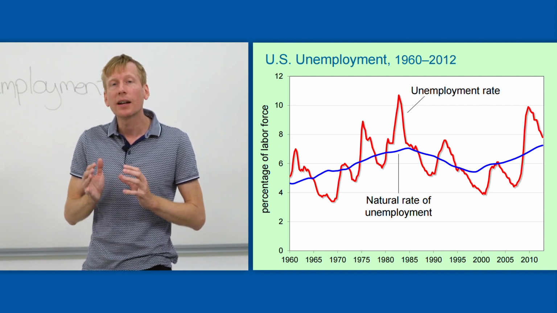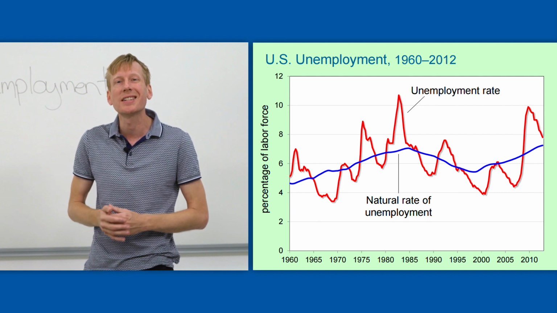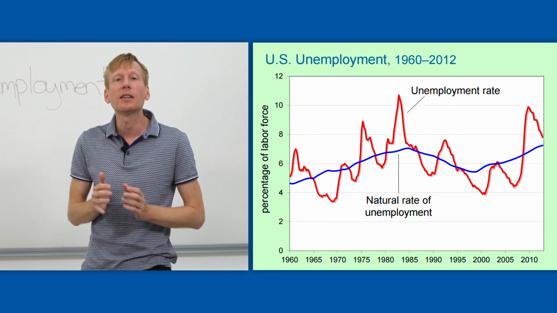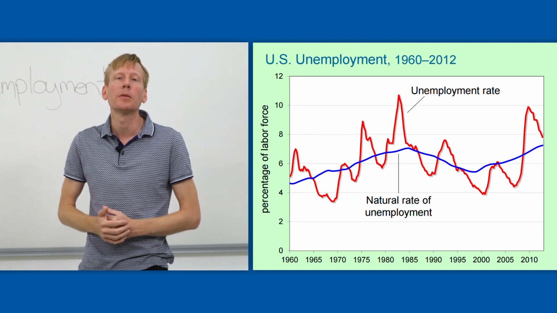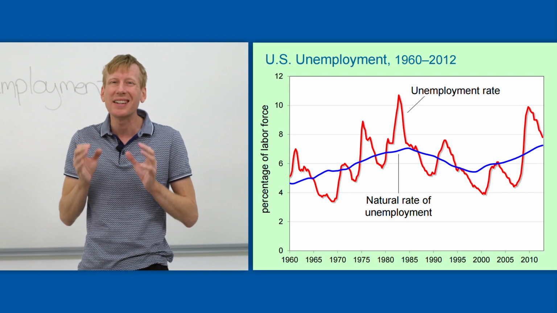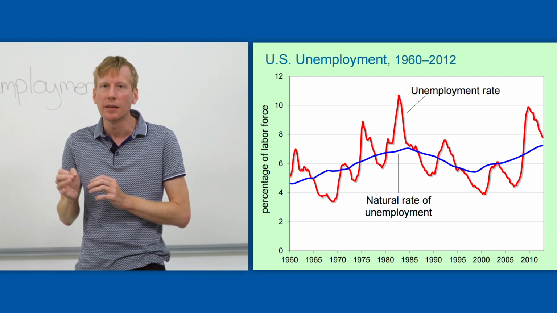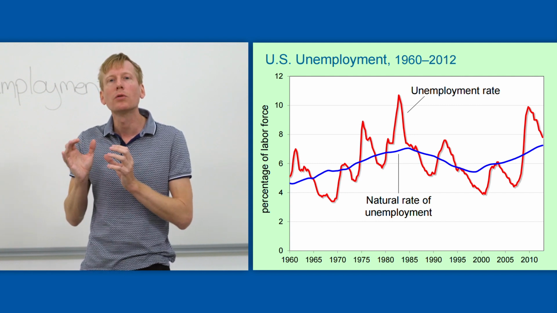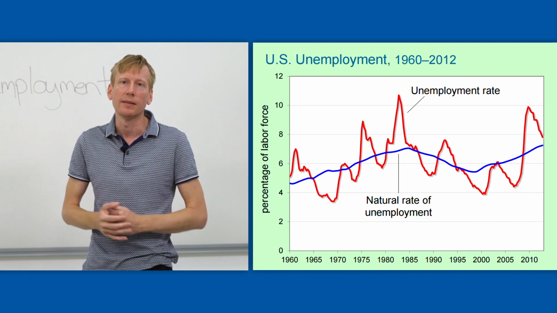Unionization can also potentially lead to increases in the natural rate of unemployment, as can changes in government benefits to those who are unemployed. So the natural rate of unemployment in the United States and elsewhere isn't constant over time either, but of course it's much less volatile than the true rate of unemployment at any given point in time.